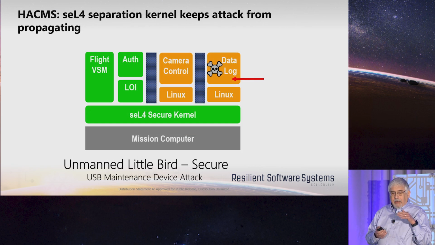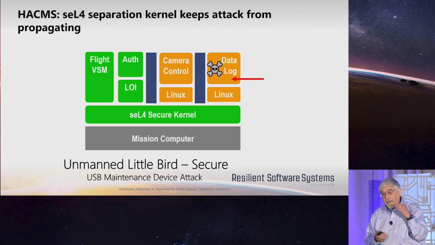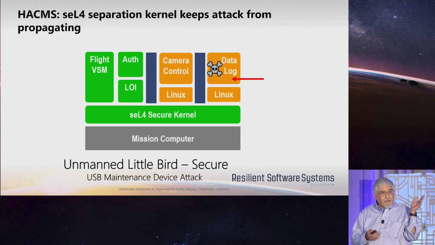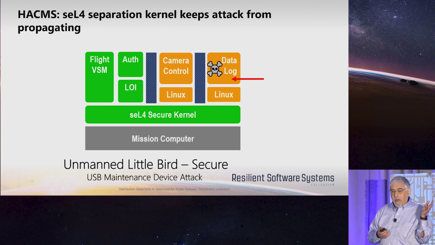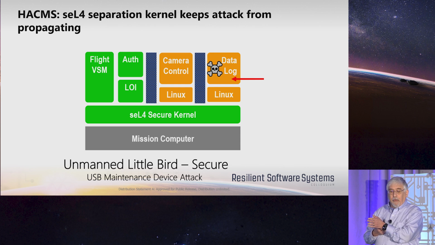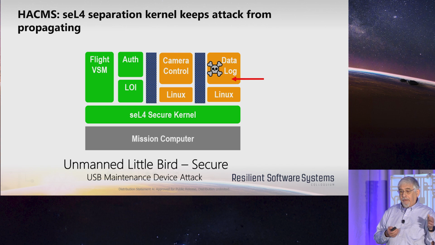In a while, Darren Cofer from Collins Aerospace is going to talk about work that was done in the HACMS program. Kathleen talked about that earlier today. I think even used the same slide. And that was a system that used exactly this model, where the separation kernel, seL4 shown there, was in fact isolating the parts of the system that were not trustworthy from the parts that could interact with the parts of the system that we needed to trust.